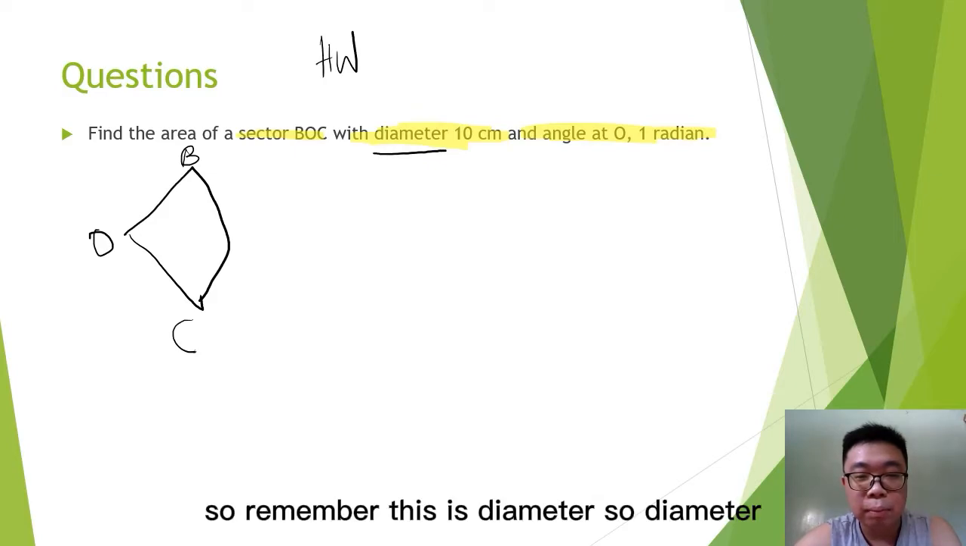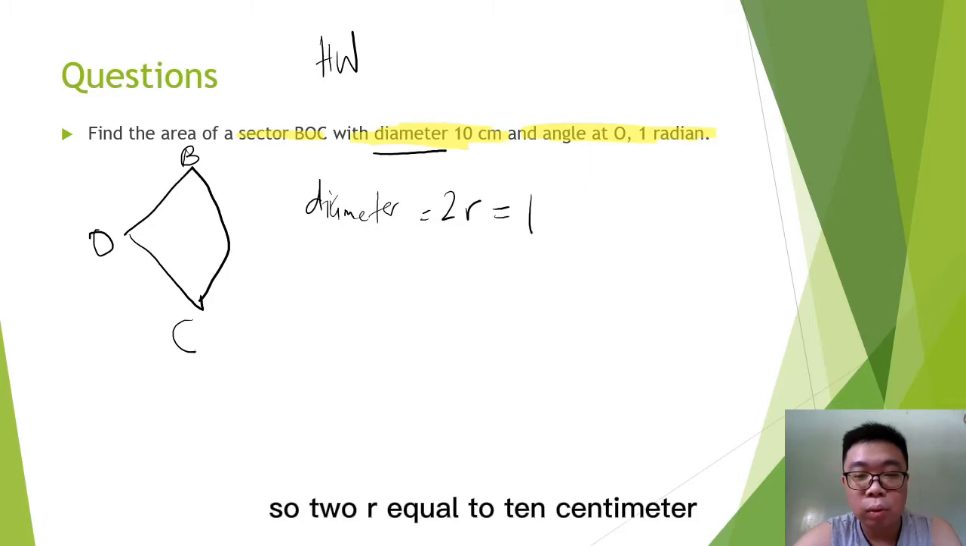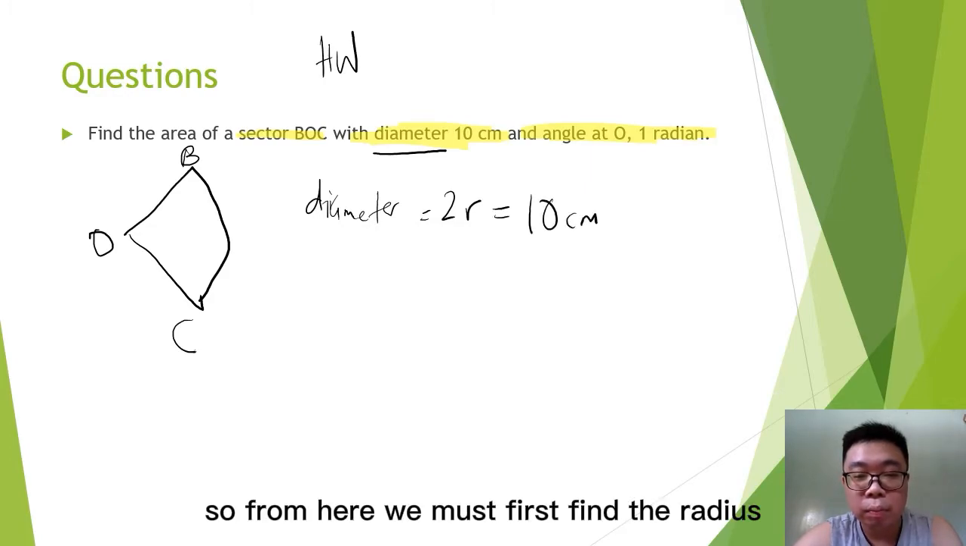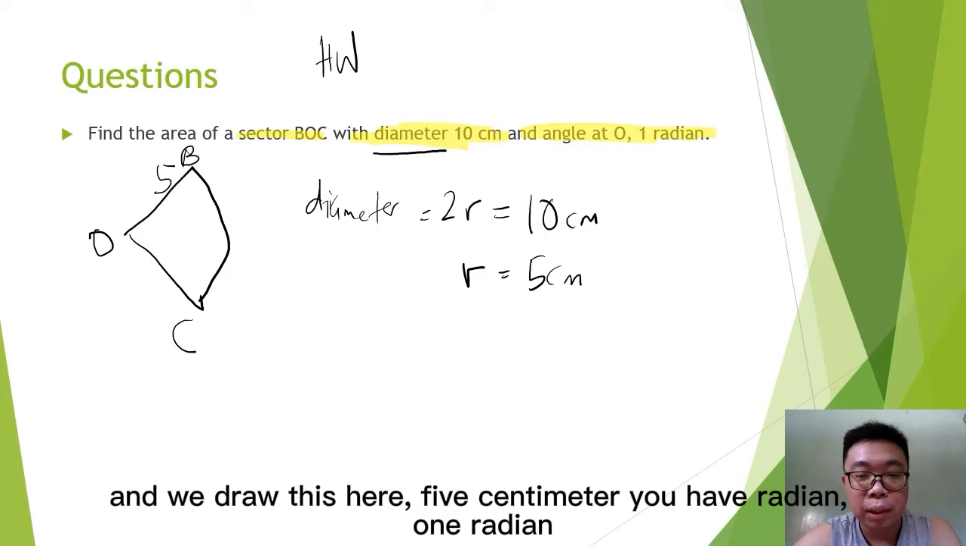Remember this is the diameter, and the diameter we denote with 2r. So 2r equals 10 centimeter. From here we must first find the radius. So the radius is 5 centimeter, and we draw it here as 5 centimeter. You have the angle, 1 radian.